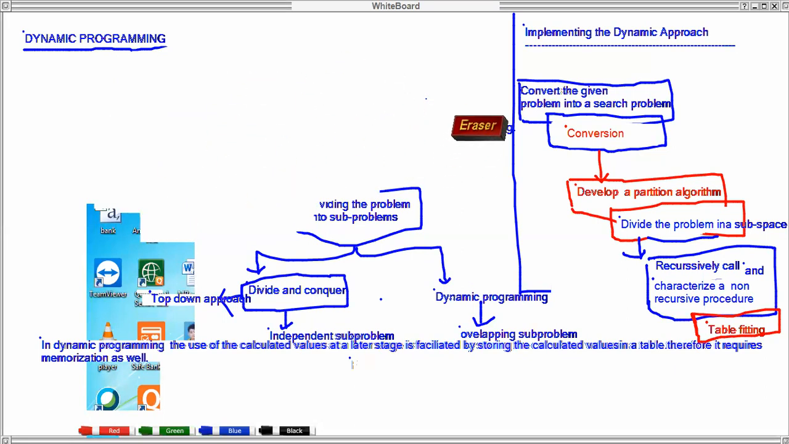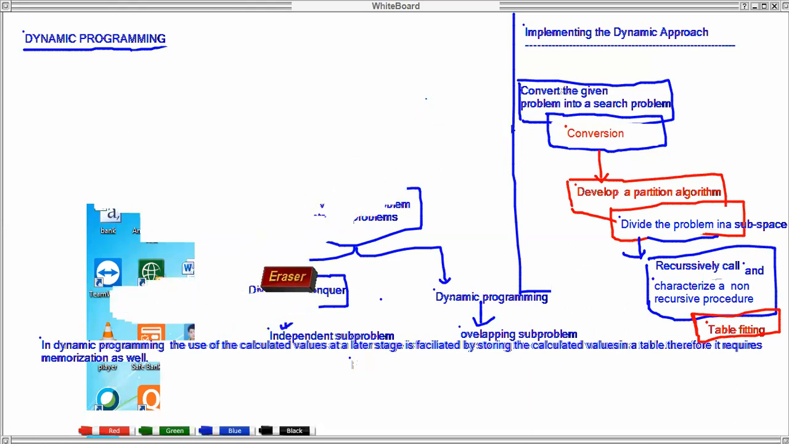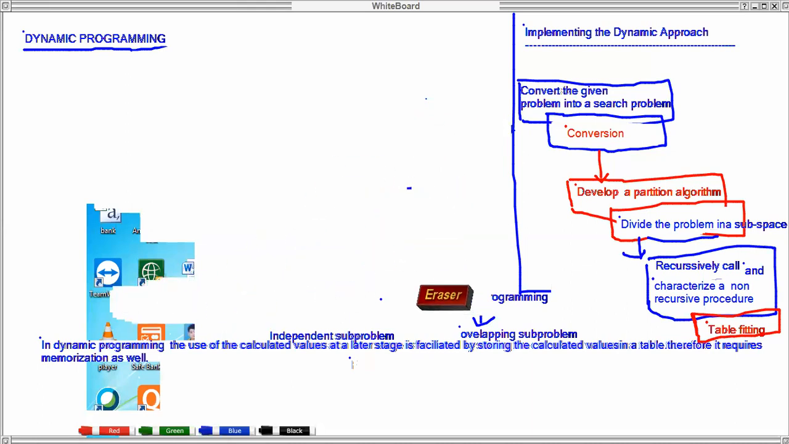Now we will take an example to understand this concept. This dynamic programming approach, as we told here: convert the given problem into a search problem, that is conversion; then develop a partition algorithm, that is divide the problem into subspaces; then recursive calls, characterization of the non-recursive procedures, and then table fitting.